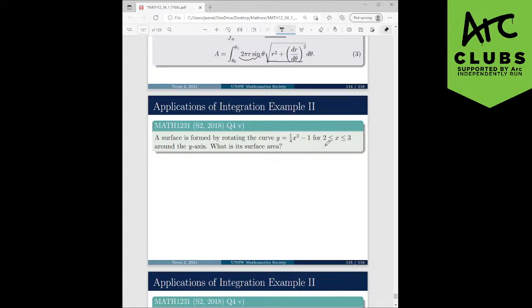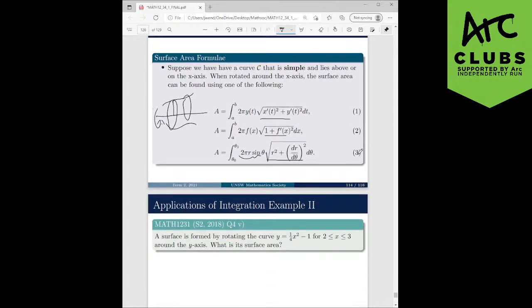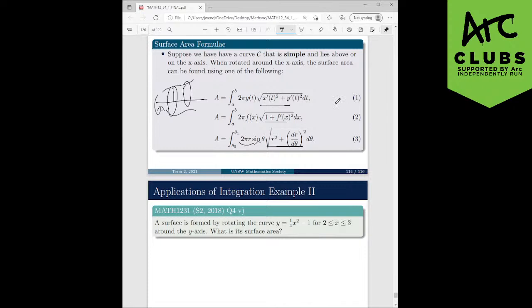So we have a question here. You have a curve rotating around the y-axis. What is its surface area? To be fair, they are trying to catch you out a bit since this formula is given to you rotating about the x-axis. You just have to swap out all the x's for y's and y's for x's. And you're good. Rotating around the y-axis is the exact same maneuver.